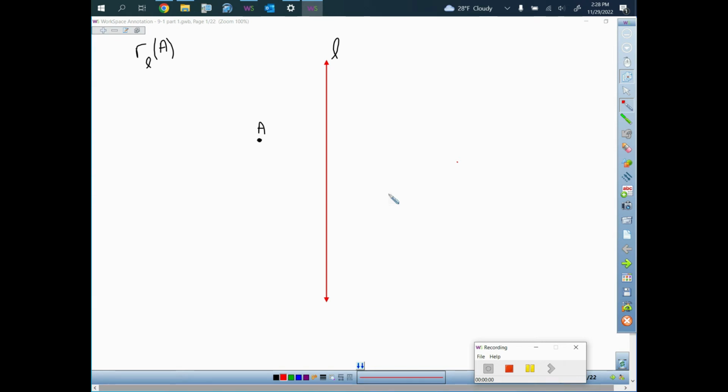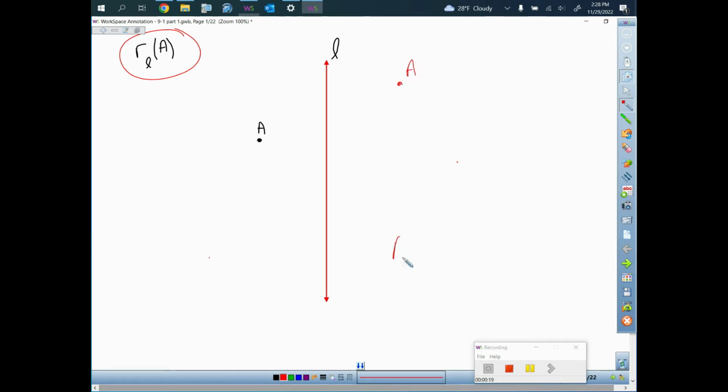All right, we're in 9.1, Part 1, trying to do some actual reflections. We're going to use our geometer. Here's a little basics. You see right here it says the reflection of point A over line L. Here's line L, the line we want to reflect over. Here's point A. Well, if we want to reflect that over, there's no way that A is going to go over here.